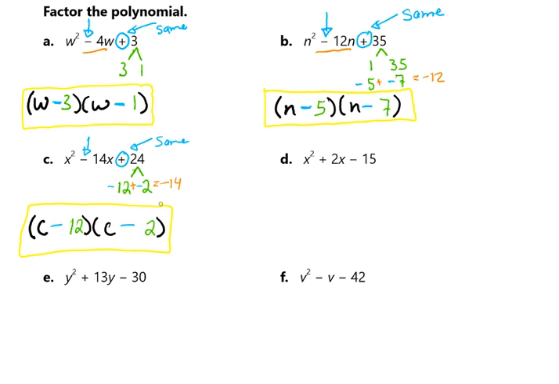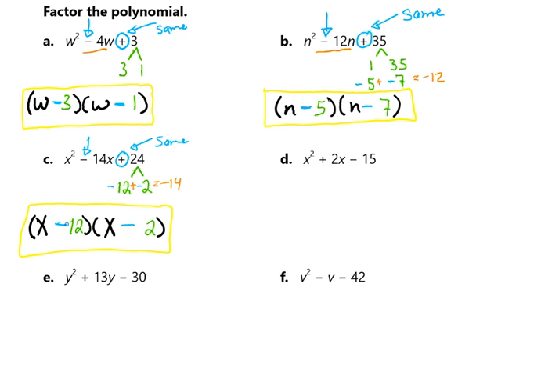Let's take a look at letter D together. Here we have x squared plus 2x minus 15. Oh, let's go back really quickly to letter C, because that shouldn't have said c. That should have said x. I got a little carried away because we were doing problem C.